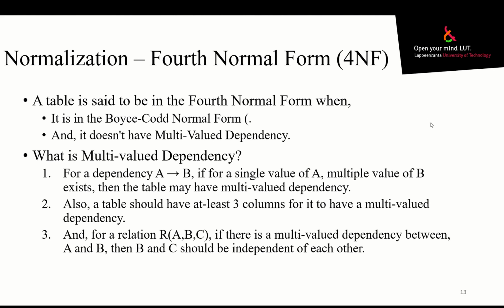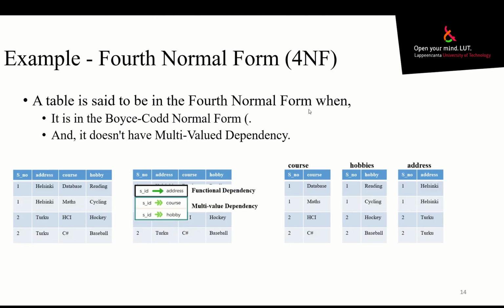So what is a multi-value dependency? A multi-value dependency is, for example, when a single value in column A requires multiple values of B to exist in the table. That can only happen if you have at least a minimum of 3 columns in the table. I will show you that in a quick example here.